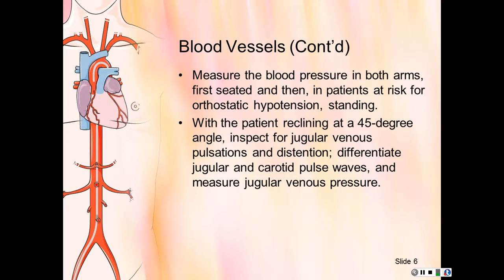For a jugular vein, you're going to have the patient reclining at 45 degrees, and you're going to look for the pulsation, and there's a picture of this later on in the PowerPoint.